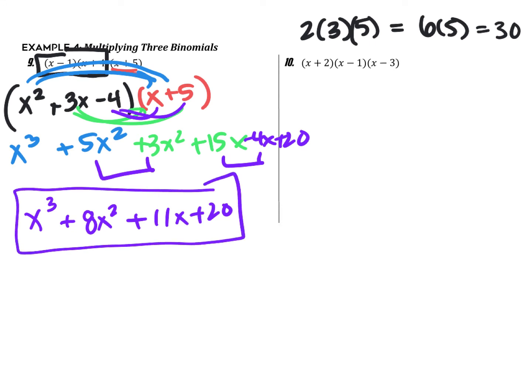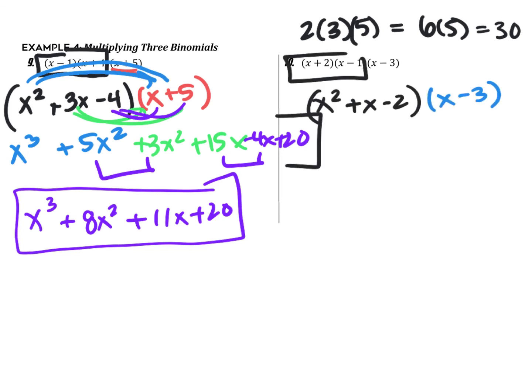So the order that you multiply in doesn't matter. It just matters that you're multiplying all the way through to get this entire product expanded out as a polynomial instead of as the product of binomials. I'm going to encourage you to pause the video and multiply out number 10, and then unpause the video and see how you did.